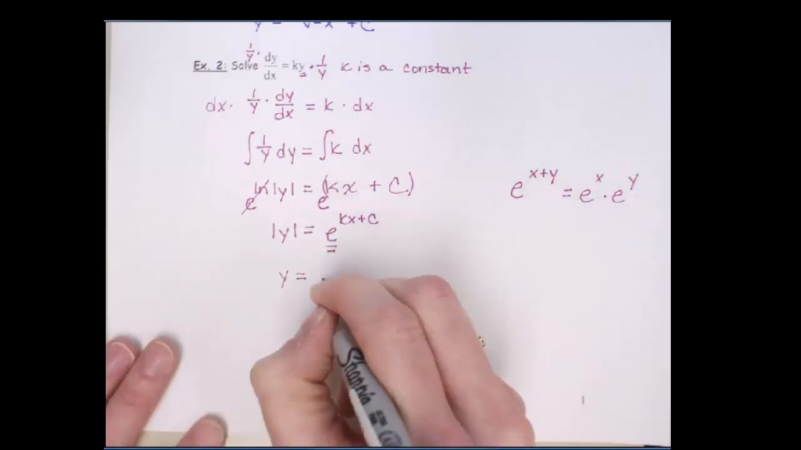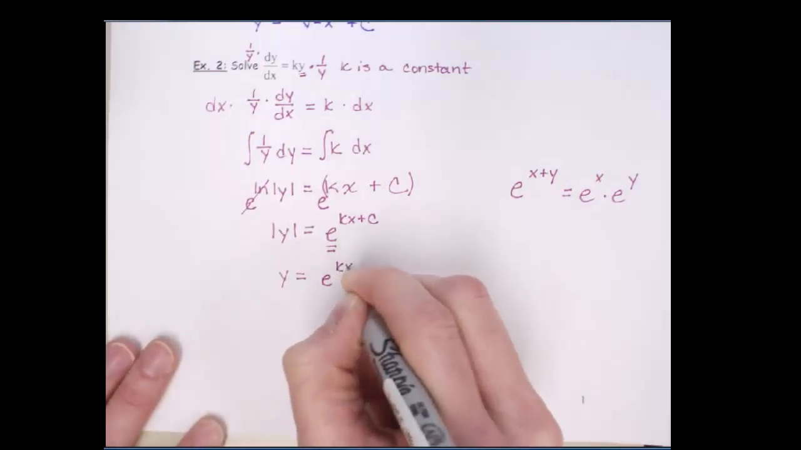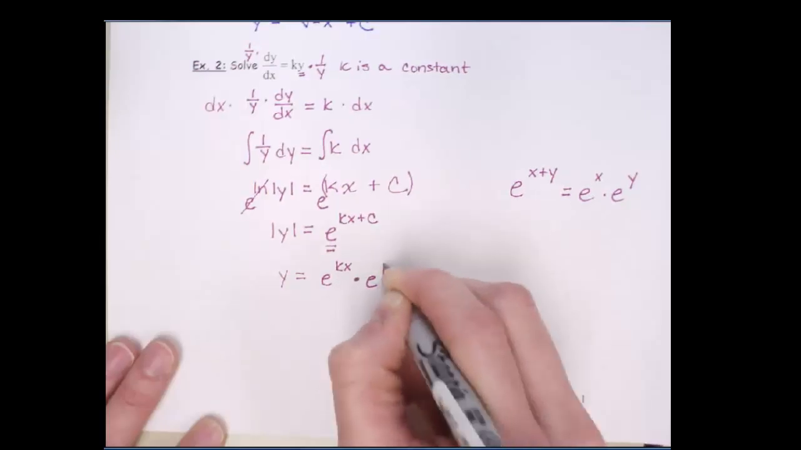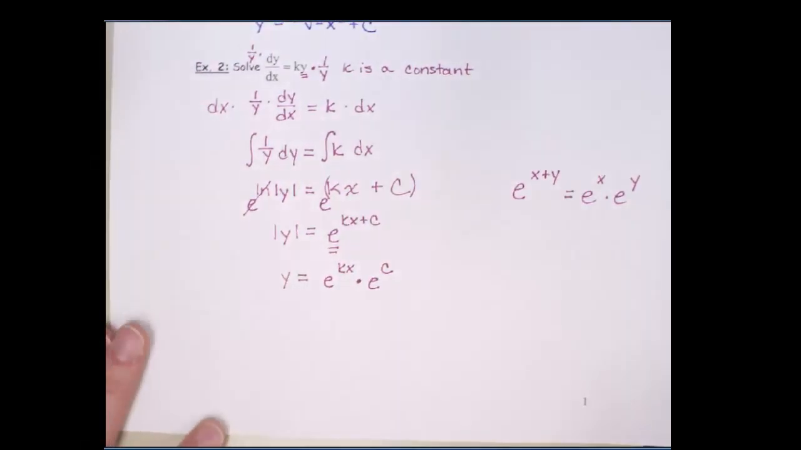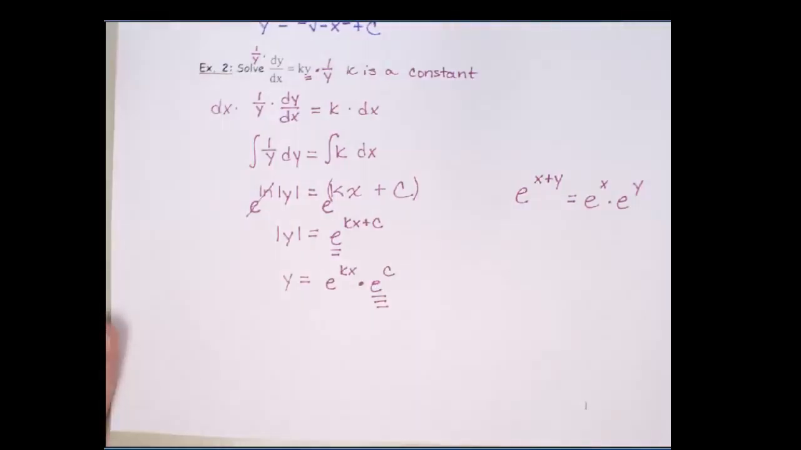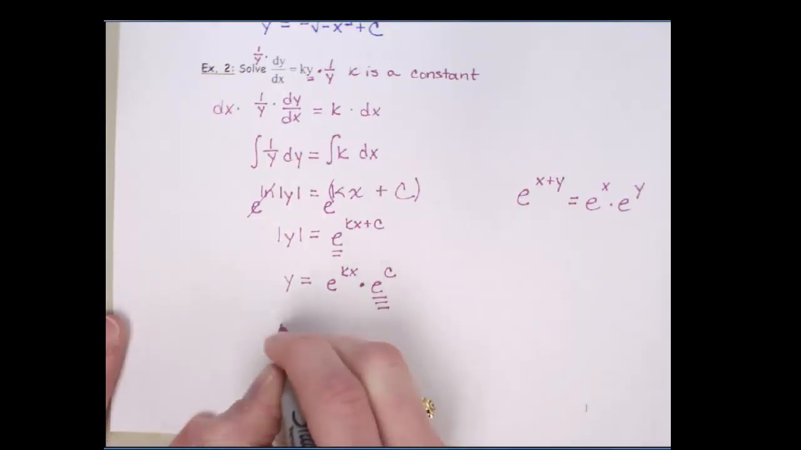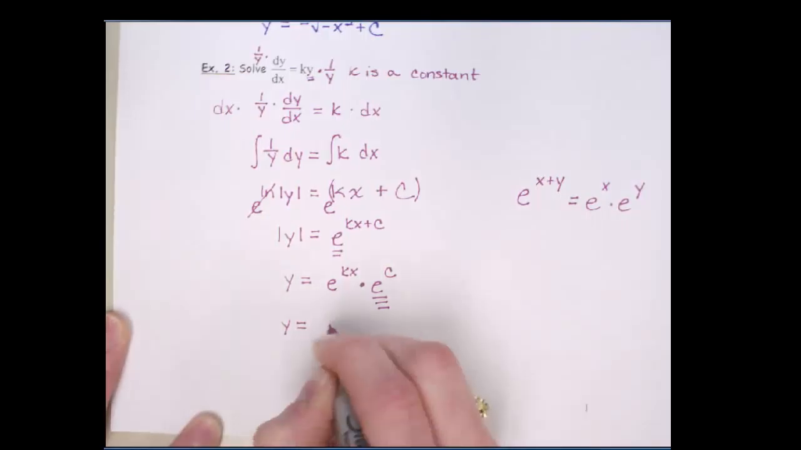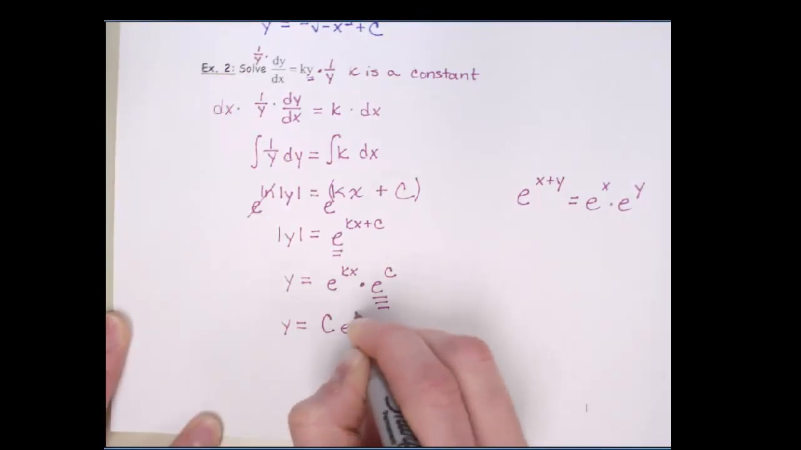So I'm going to write this as e to the kx times e to the c. The reason we do that is e to the c is actually just a constant. It's just a number. It's like e squared. E squared is a number that you could find in your calculator. So people will replace this e to the c with just a c. So really we have c e to the kx.